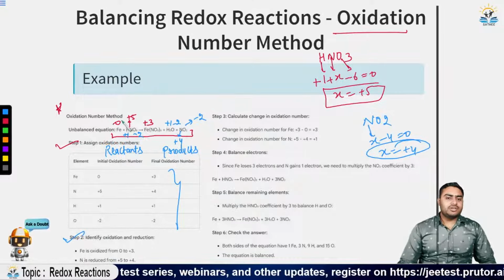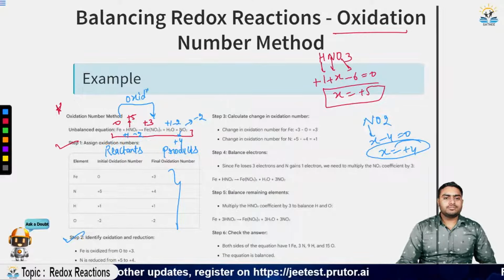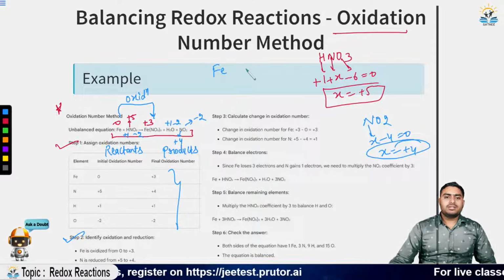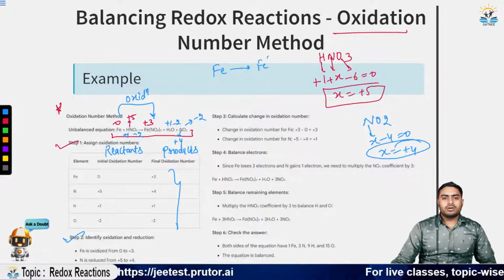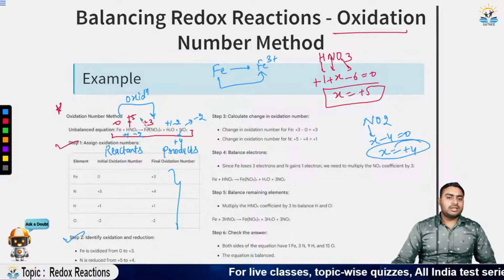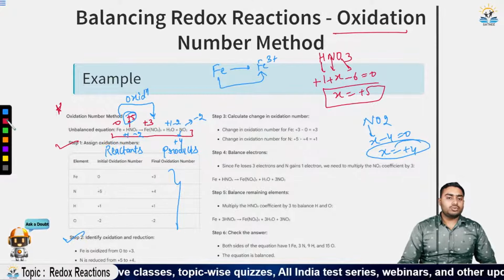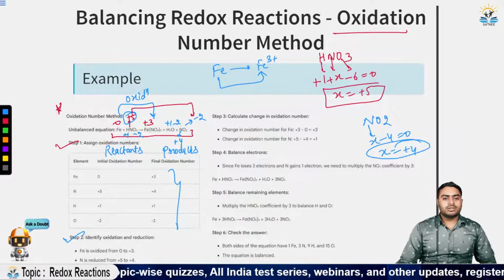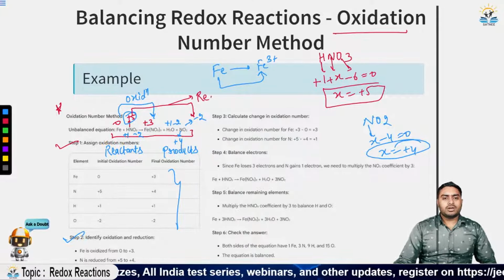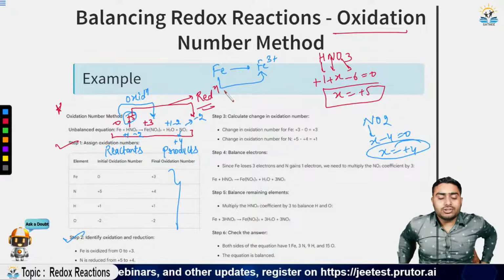You can easily identify Fe going from 0 to +3, so it is undergoing oxidation. In HNO3 nitrogen is at +5 and in NO2 it is at +4. So definitely it undergoes reduction. So nitrogen is undergoing reduction, so HNO3 is what?